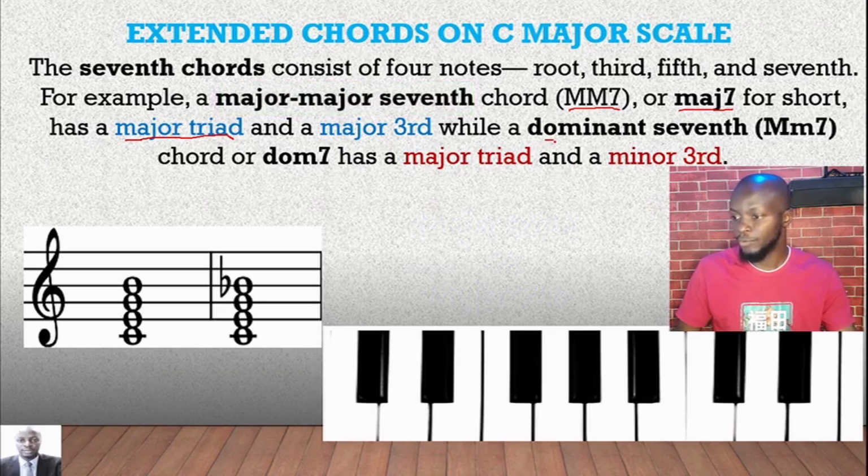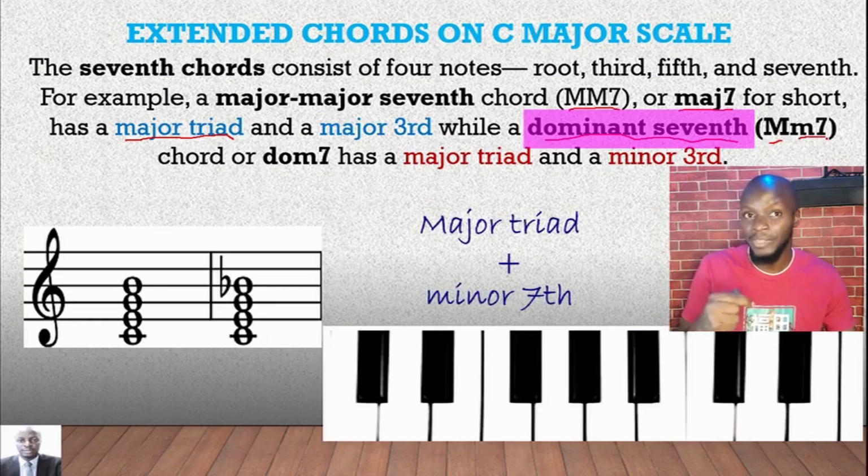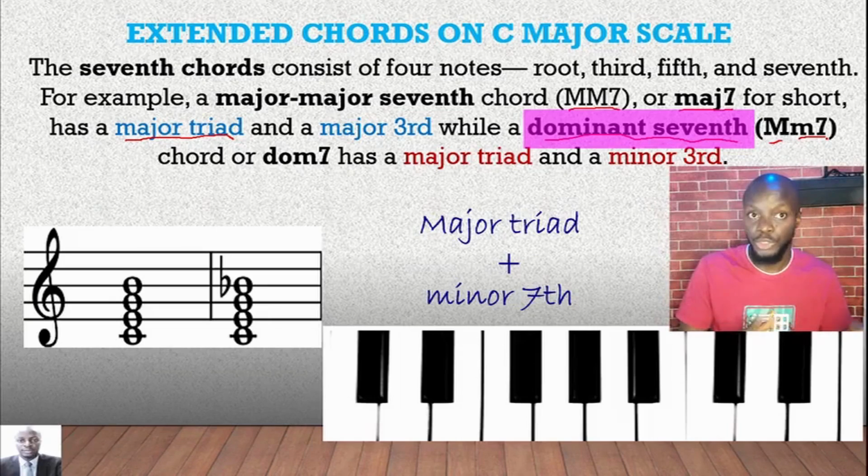The second kind of extended chord is the dominant 7th chord, and the dominant 7th chord has a major triad and a minor 7th. Remember, small letter m means minor. You can go back in time to check how many semitones a minor 7th has, and of course it's 10 semitones. So from the root to the 7th, you count 10 semitones. That gives you a minor 7th.